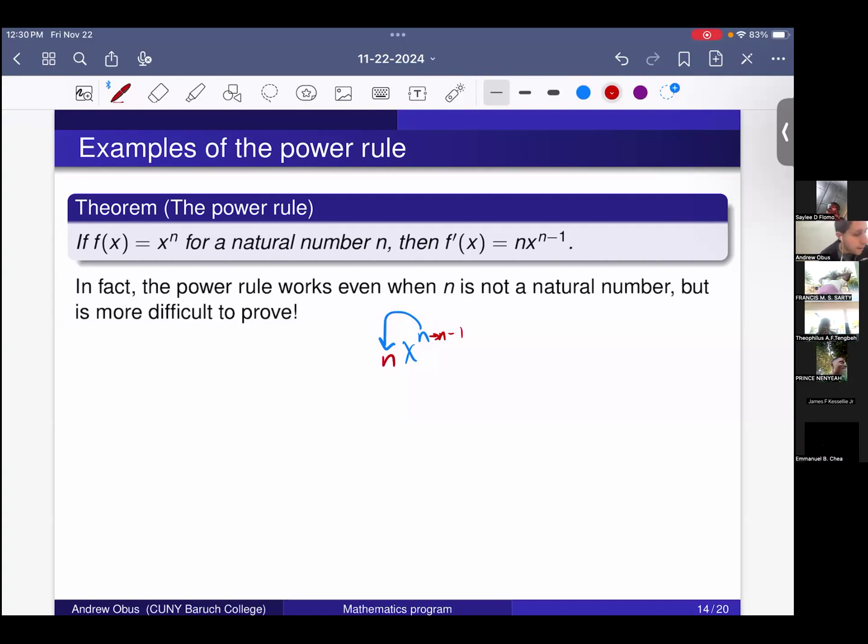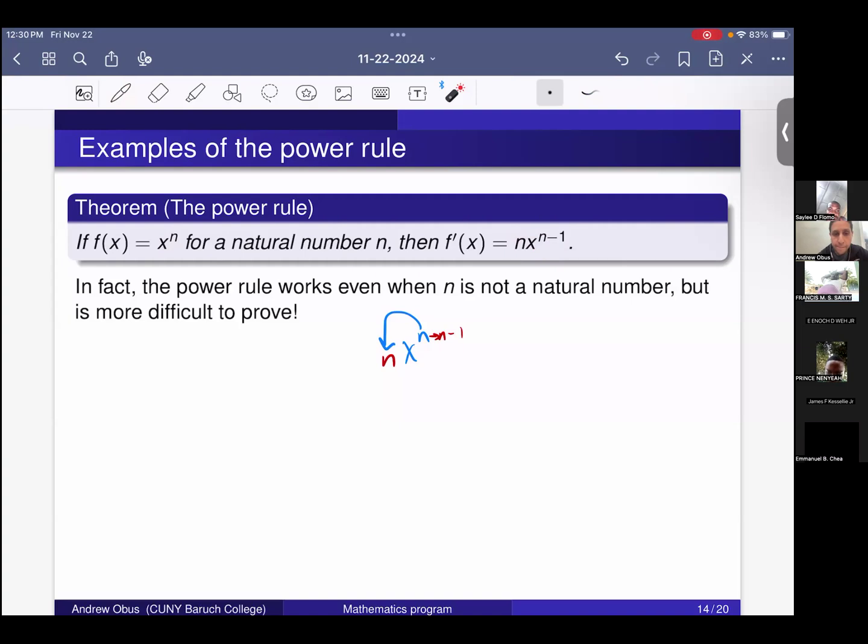Okay. And in fact, although I'm not proving it now, the power rule works for any number n. What we proved was only for a natural number because we used the binomial theorem. But in general, the power rule works for any exponent at all. So it works for negative numbers, fractions, irrational numbers, anything at all. You always have that, if you have the function x to the n, the derivative is n x to the n minus 1.